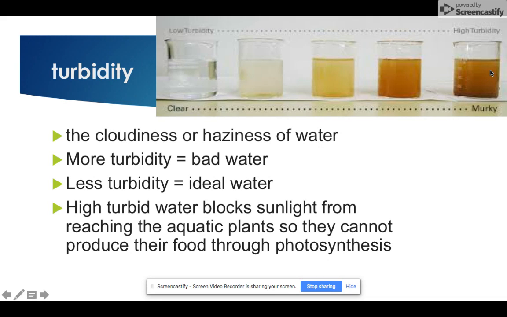Okay, so high turbidity means it's very dirty water. You probably had a lot of that when the hurricane came and all that water was running off everywhere. That's probably some very turbid water. You want it to be very clear.